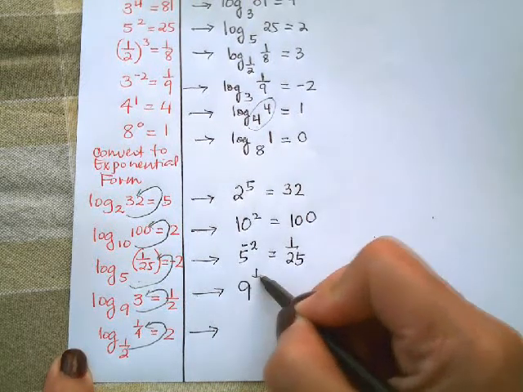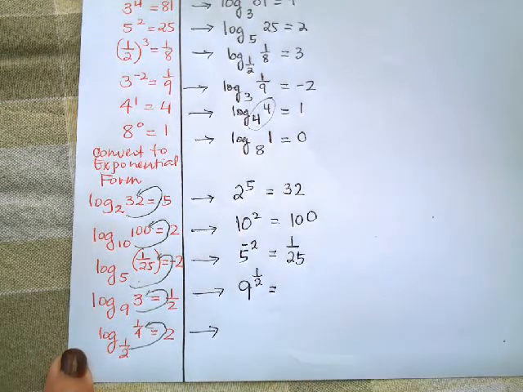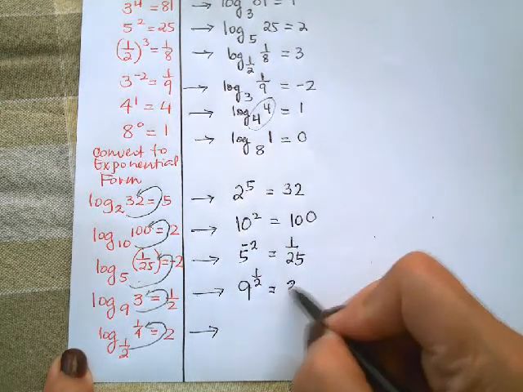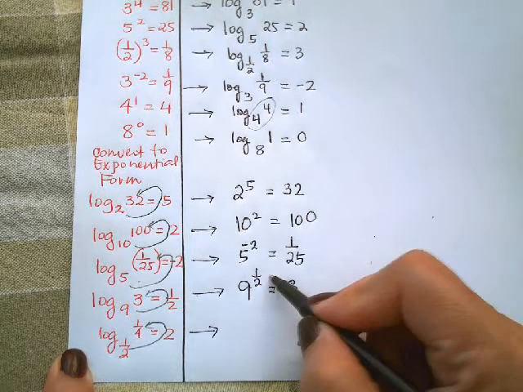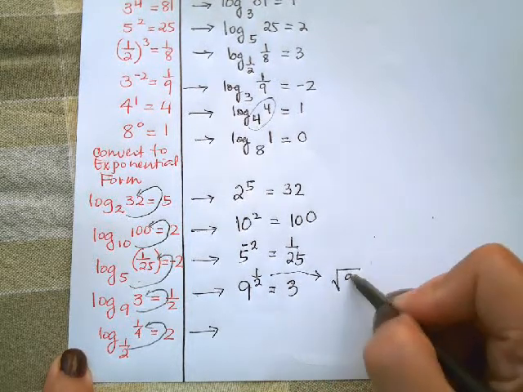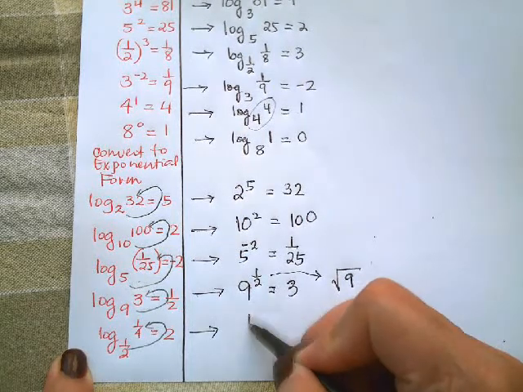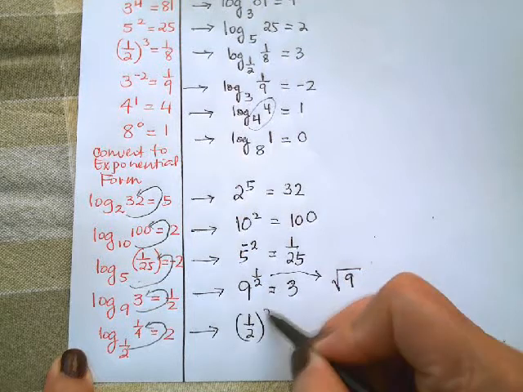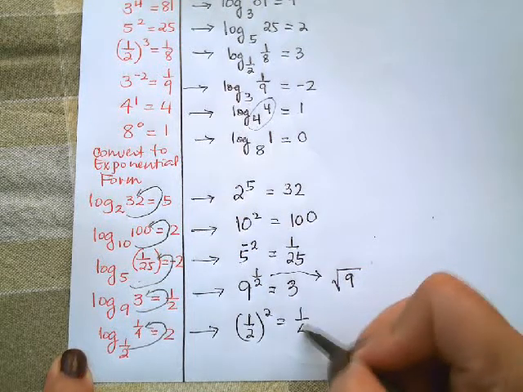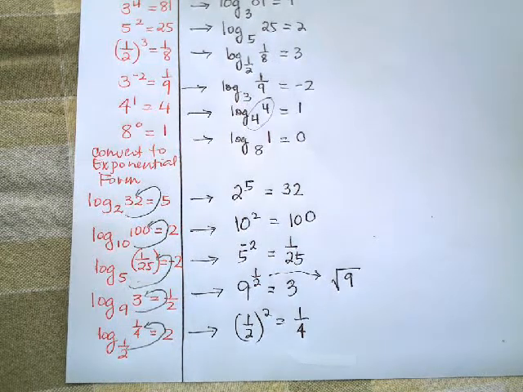9 raised to 1/2. That is like square root of 9, and the square root of 9 is 3. I hope you know that. Fractional exponents are the same as roots. And then here, 1/2 squared is 1/4. I hope you got all of that. We only have one more video for log.